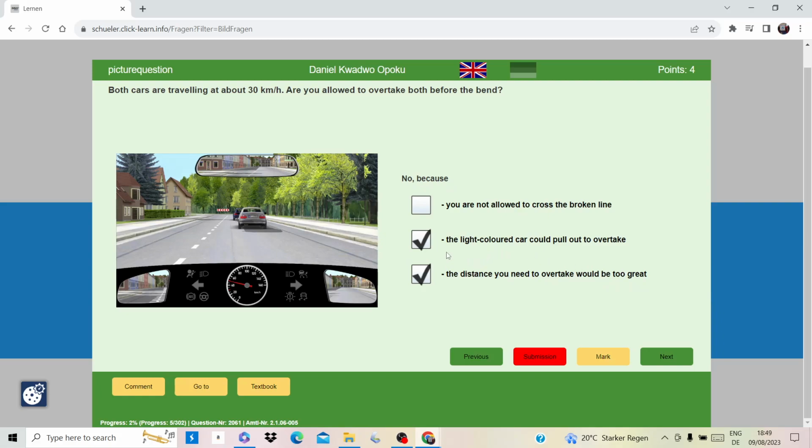So these are the two correct answers. Wei mmienu na ɛyɛ ɛnokorɛ ɛyɛ 4 points.